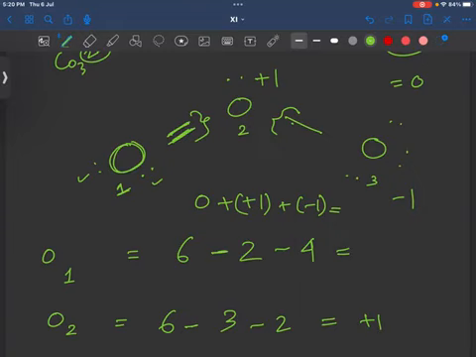Let's say you have drawn some structure and you have calculated the formal charges. You can use this to see whether you have got the correct answer or not. The sum of everything should equal the overall charge.